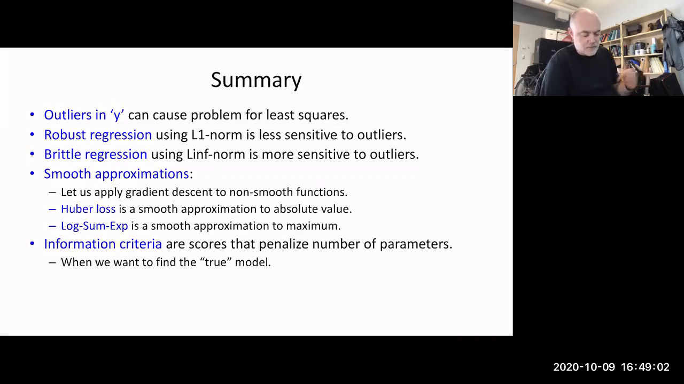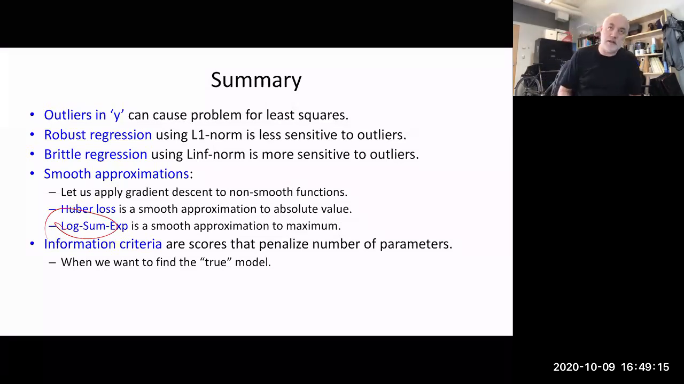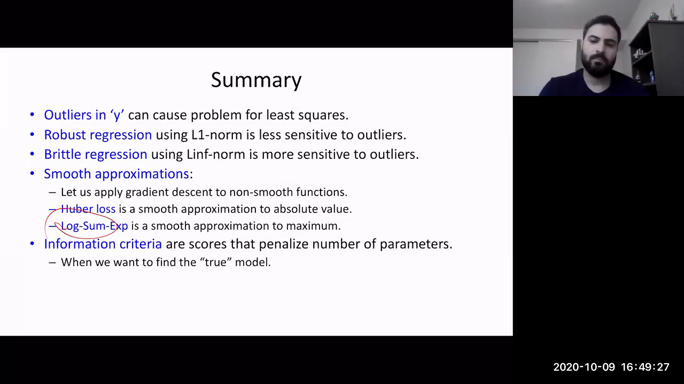So the Huber loss approximates the absolute value, and log-sum-exp is a smooth approximation to the maximum. And we talked about at the end here information criteria that are scores that explicitly penalize models based on their number of parameters, right? And this is useful when we want to think about learning or finding the true model.